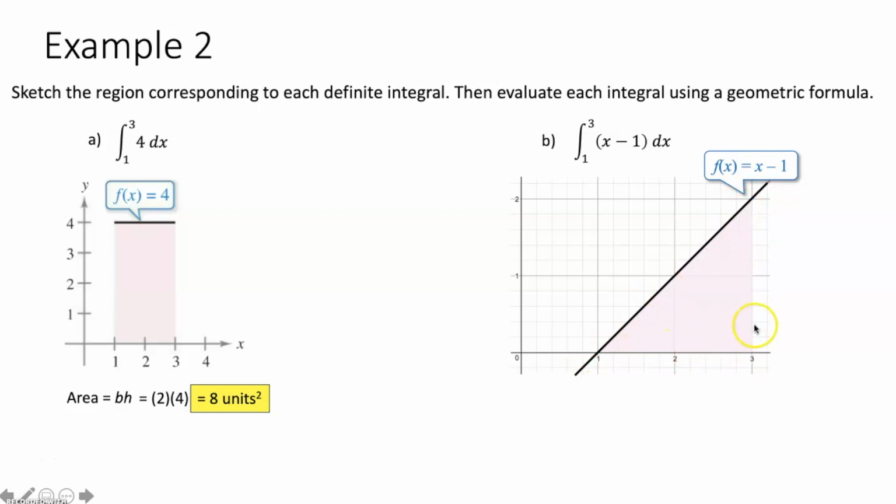Now, how do we find the area of a triangle? Well, we use the area of a triangle formula, where area is equal to 1/2 base times height. What's the base of this triangle? That would be 1, 2. What's the height of this triangle? That would be 1, 2, also. So what's 1/2 times 2 times 2? Well, 1/2 times 2 is 1, times 2 is 2. So the area of this triangle is 2 units squared, meaning if we were to evaluate this definite integral right here, it would be equal to 2.